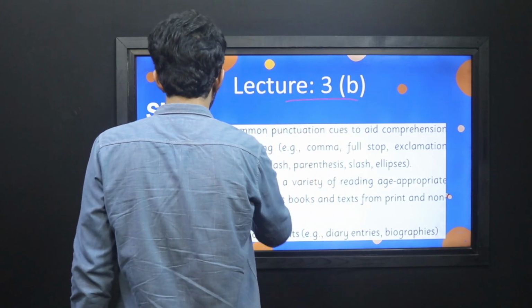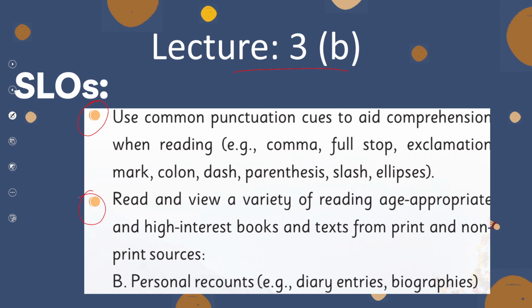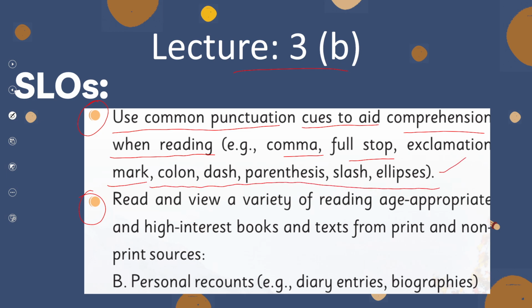Now, again, these are two SLOs that we will be covering. The first learning outcome is to use common punctuation cues to aid comprehension when reading. For example, comma, full stop, exclamation mark, and all these different kinds of punctuation marks. So we will specifically be talking about punctuation.